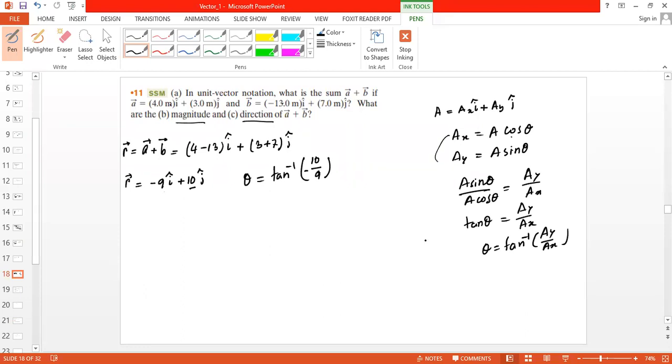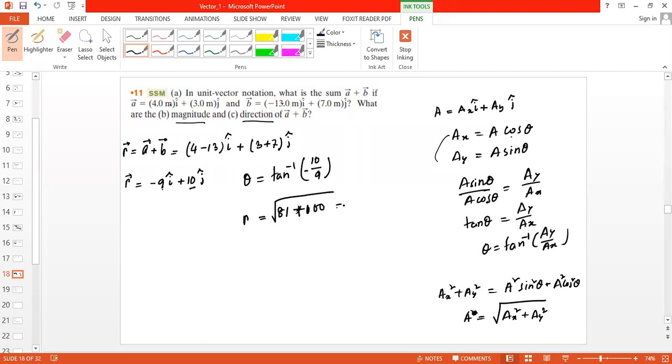And again, if I add them up, ax square plus ay square should be equal to a square sin square theta plus a square cos square theta. So basically a square is equal to ax square plus ay square. So a means square root of ax square plus ay square. That means magnitude of r equals square root of ax square, that is 81, plus 10 square, that is 100. That is square root of 181. Is it clear?